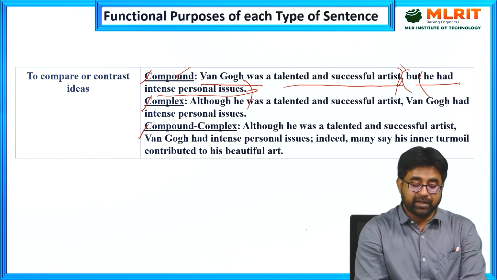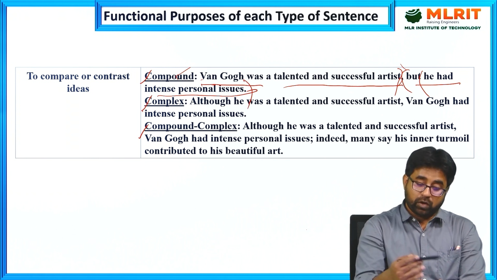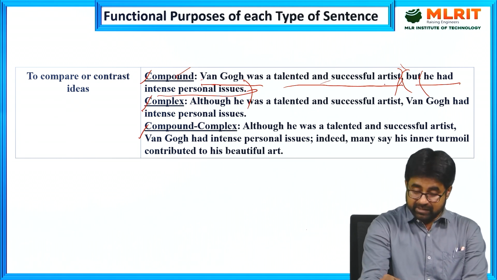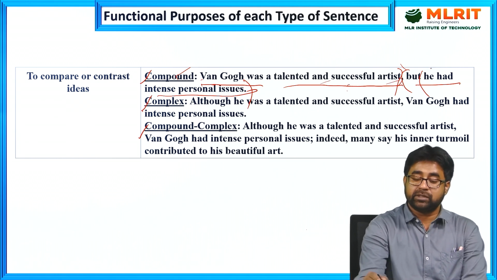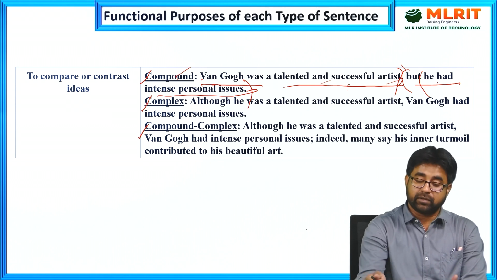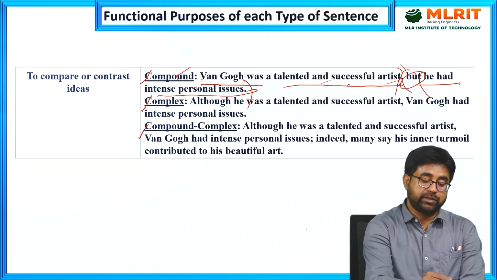So what is happening here? You can see both of them are actually independent clauses. Van Gogh was a talented and successful artist, this is one independent clause. And another one is he had intense personal issues, an independent clause. We are joining them by but. So that's why it's a compound sentence.